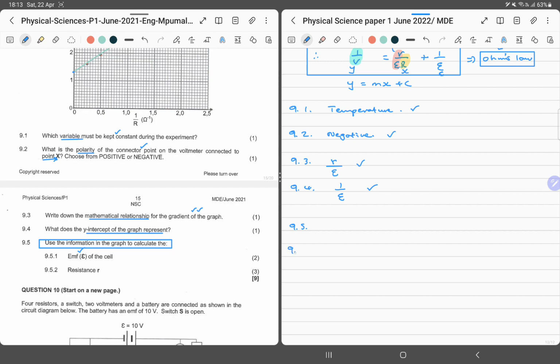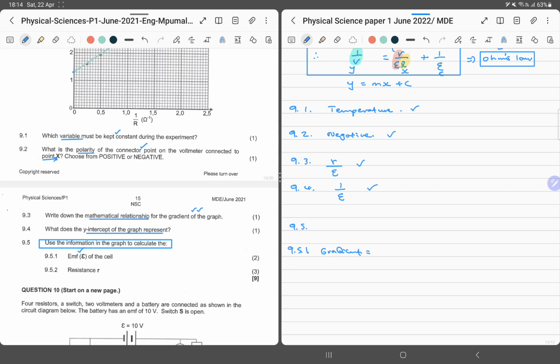9.5, we've got 9.5.1. So we know that the gradient M is equal to what? The gradient, we can see here that, hey, wait a minute. Is that the gradient?